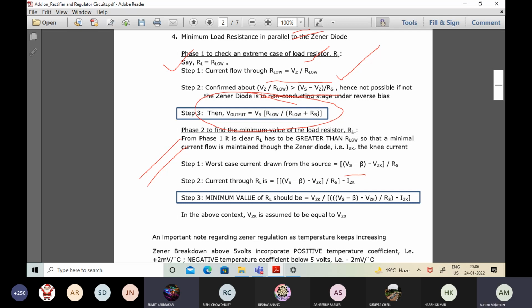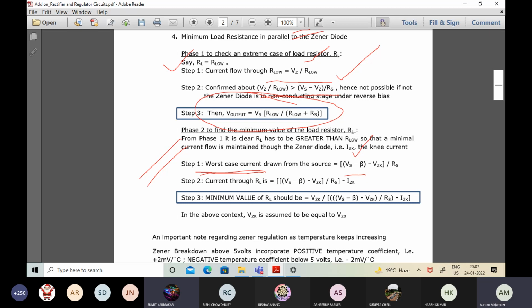So to get into that idea, obviously the minimum voltage applicable from the source end, we should take into consideration from the practical point of view. So we have Vs minus beta, not Vs plus beta. That is why I mentioned over here the worst case current drawn from the source, corresponding to Vs minus beta. Now it should be at the onset of conduction, Vzk, and that leads to Izk.